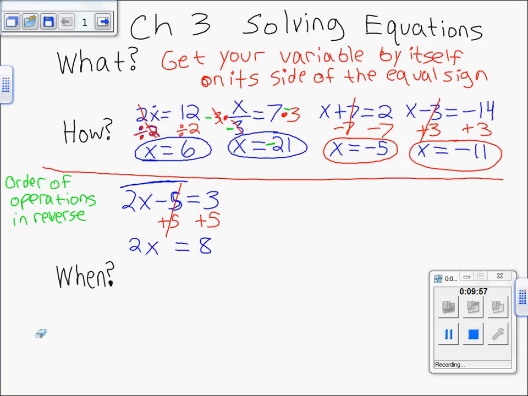I'm just helping you choose sometimes what are the best things to do to help you find the value of your variable with the least amount of steps. Okay, so let's see. At this point, we have 2x equals 5. That means 2 times x. I said 5, I meant 8. So that's 2 times x equals 8.